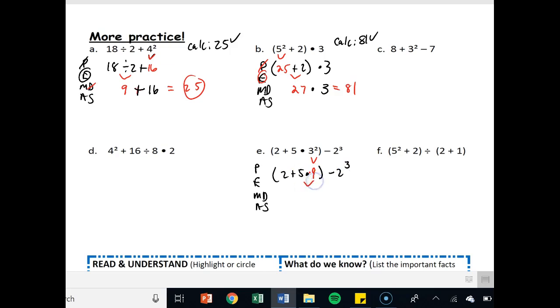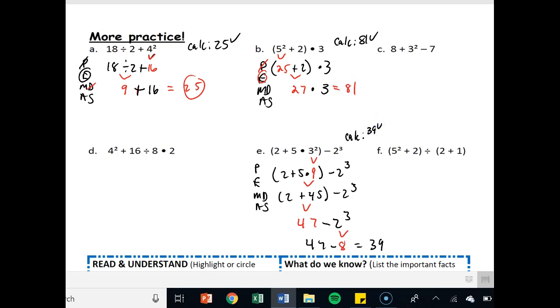So now I'm going to do my multiplication, right? And so that's 2 plus 45 minus 2 to the third. And now I'll do my addition, and that's 47 minus 2 to the third. Okay, now I can do these exponents out here. And 2 to the third, remember, that's not 2 times 3, that's 2 times 2, which is 4, times 2, which is 8. And then I drop down my 47 minus 8. So now I have something that's nice and orderly, and I can get my answer of 39. Take my calculator, double check it, gives you 39, and that's it.